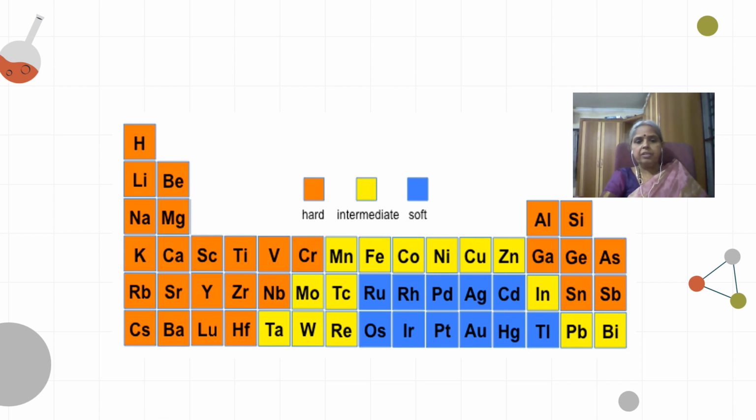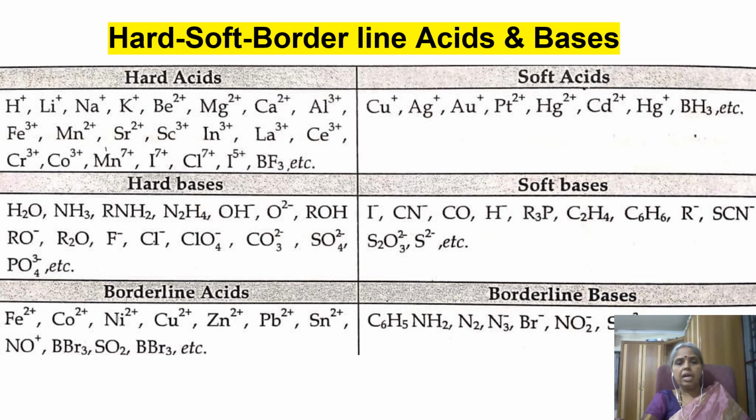Now let us see the hard, soft, borderline acids and bases list. You can look for yourself, I need not read out. You can see here alkali metal ions, alkaline earth metal ions, aluminium 3+, Fe3+, Mn2+, strontium. Chromium 3+, cobalt 3+, 3D elements, Mn7+, manganese with 7+ oxidation state, I7+, Cl7+, all these are hard. BF3 is hard. But look here, BH3 is soft. BF3 is hard, BH3 is soft.